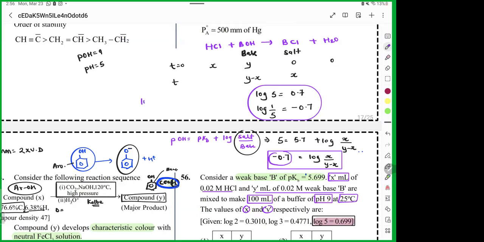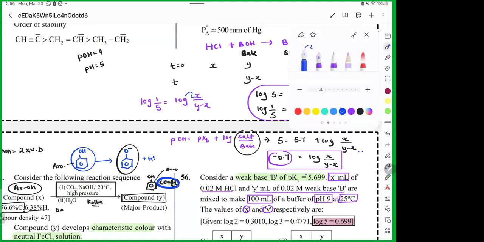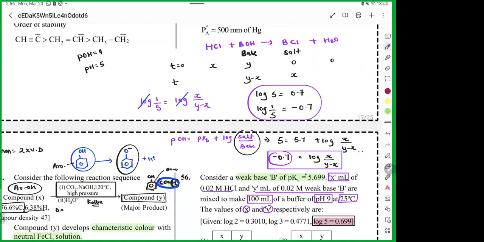Can we write log 1 by 5 is equal to log X by Y minus X? Both sides have log, so they will cancel each other. Here you will get the value 1 by 5 equals X by Y minus X. Now we can find it, we just have to put in the values.